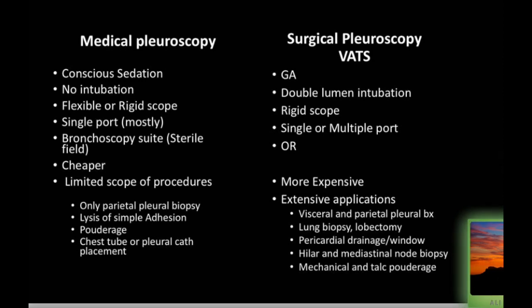Now, if you compare those things to VATS, VATS is almost always done under general anesthesia, and it requires double lumen intubation. So you need an OR room and an anesthesiologist. It's almost always done with a rigid scope, but some of the interventional pulmonologists and thoracic surgeons are using a flexible scope too when they need to. And it can be done with a single port, like medical pleuroscopy, but often done with multiple ports. And all of those things make it a significantly more expensive venture than medical pleuroscopy, which is significantly cheaper.